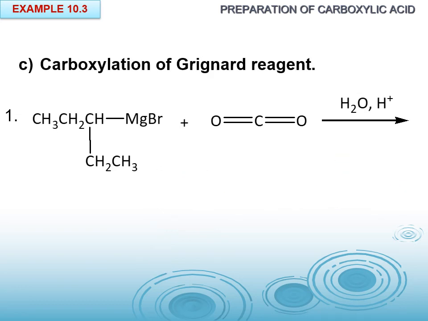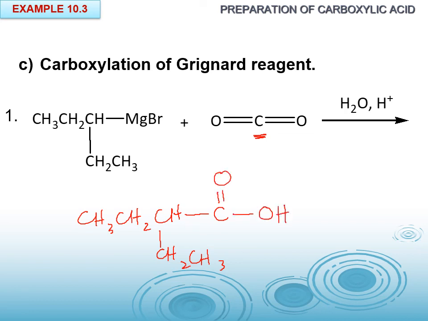Now let's look at the third reaction, how to produce carboxylic acid. Example 10.3, question number 1. Here we want to do carboxylation of Grignard reagent. So let's draw the Grignard reagent over here. CH3CH2CH, and then we have an ethyl down here. What we are going to do is attach this carbon with the carbon coming from carbon dioxide, and here would be attached the new carboxyl group. We are producing 1, 2, 3, 4, 2-ethylbutanoic acid.